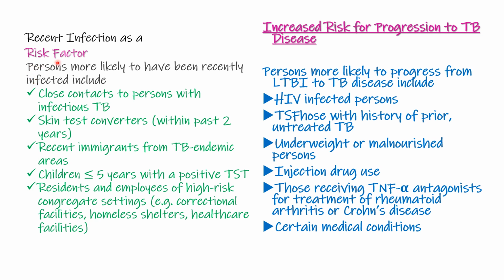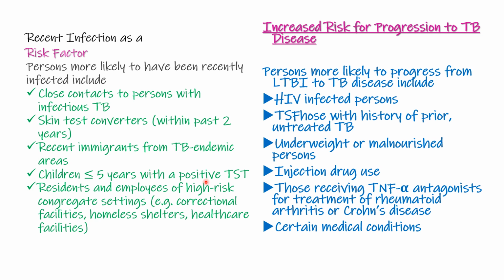So what are the risk factors that will predispose one to be infected? For example, close contact with a person who is infected with TB, patients who are skin test converters within the past 2 years, recent immigrants from TB endemic areas, children less than 5 years with a positive TST, and residents and employees of high-risk places, for example prisons, healthcare facilities, and shelters. These are the risk factors that predispose one to the infection.